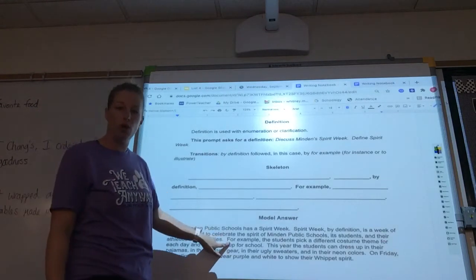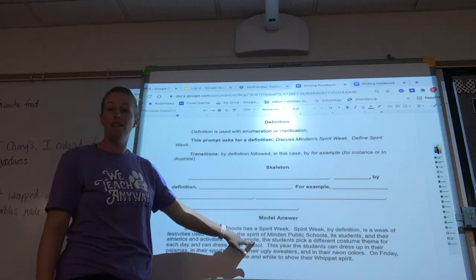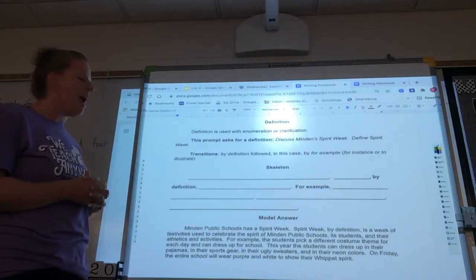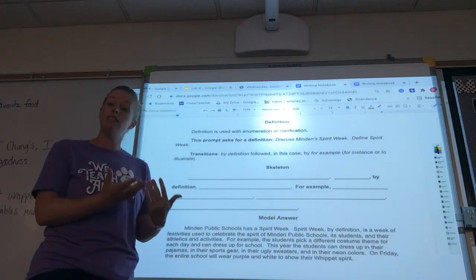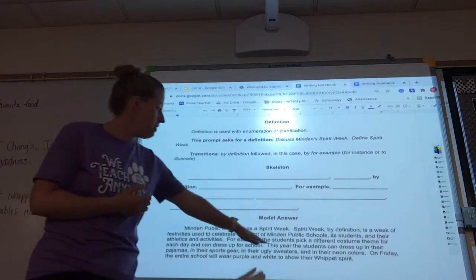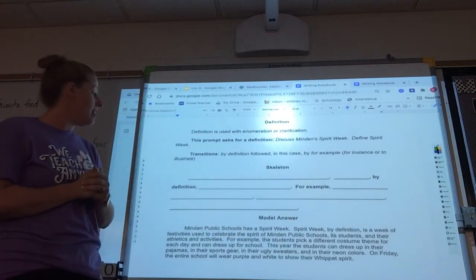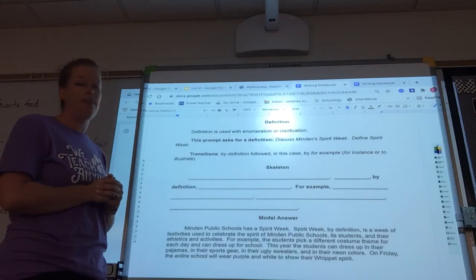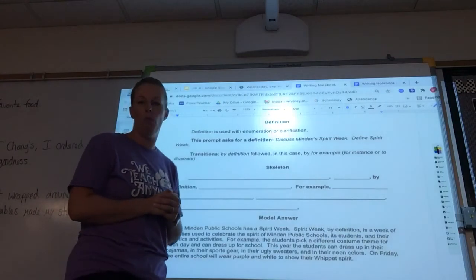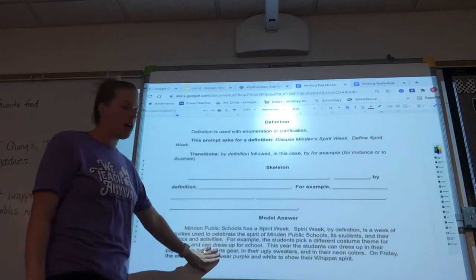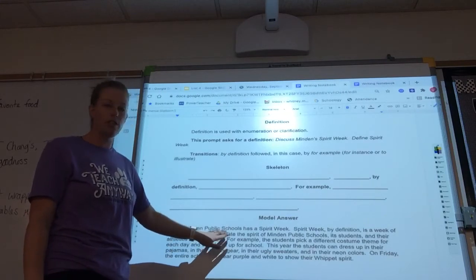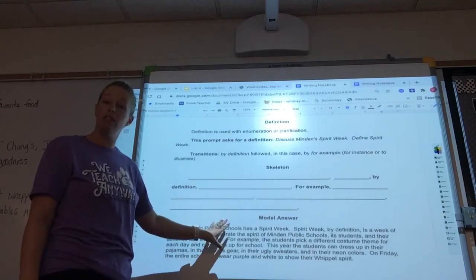I have a transition word, for example, and then I give an example of my own experience. The students pick a different costume theme for each day and can dress up for school. That is one example of what we do in our Spirit Week. Now I need to explain. This year, the students can dress up in their pajamas, in their sports gear, in their ugly sweaters, and in their neon colors. On Friday, the entire school will wear purple and white to show their Whippet spirit.